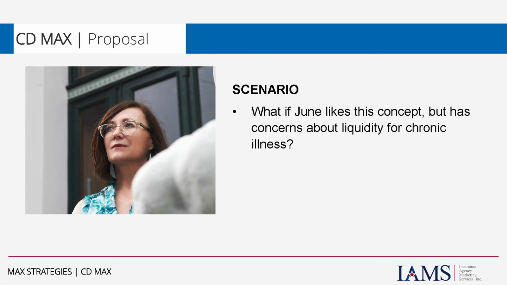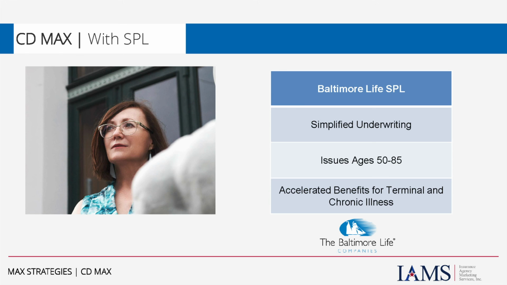So the last option that we would look at is, what if June likes the concepts that we're showing, but she's expressed some concerns about liquidity for chronic illness? So in that scenario, we may look at doing something a little bit different. Baltimore Life has a great single premium whole life product. So we have simplified underwriting here. So June does not have to jump through hoops, do blood, exams, urine, all of those things. We can get this through without any of that. And the policy does include accelerated benefits for chronic illness, which is addressing one of her major concerns.